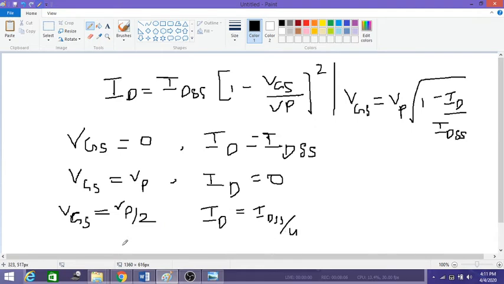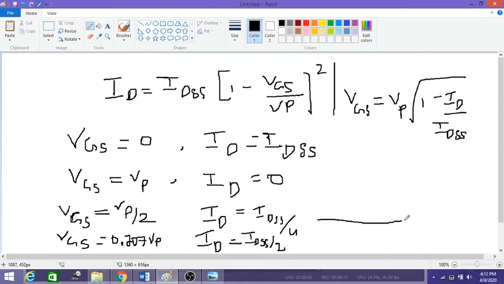VGS is equal to VP by 2, and then if we consider ID is equal to IDSS by 2, then your VGS is equal to 0.707 into VP. Now by using these points, let us see how to plot this graph.